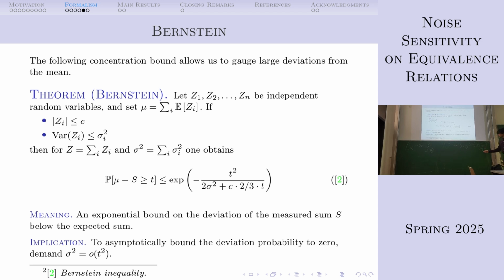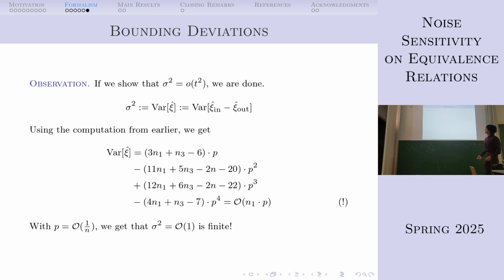So this goes to 0 because this is an exponential decay. And this is really what we're trying to look at. This is a very nice property. So in principle, if we are able to show that the variance does not grow quadratically, then we're done. And this is precisely what we do here.